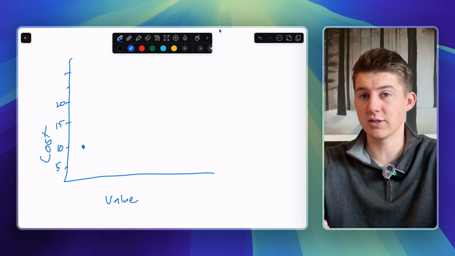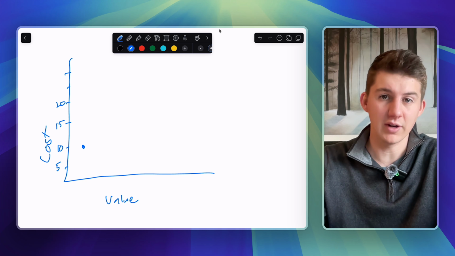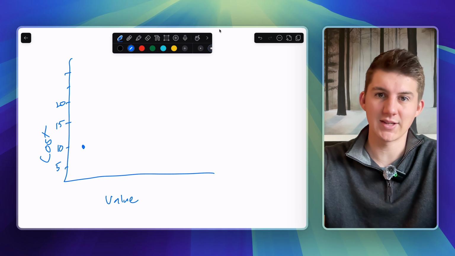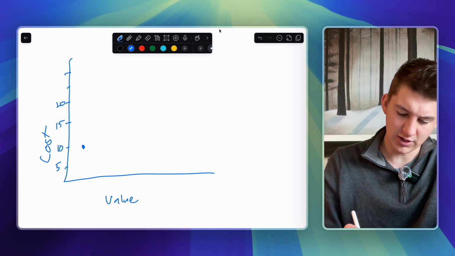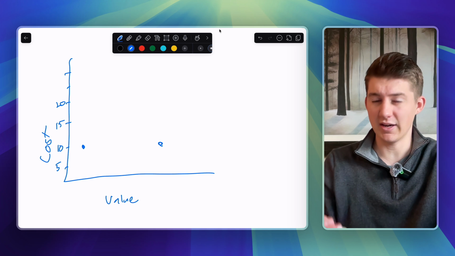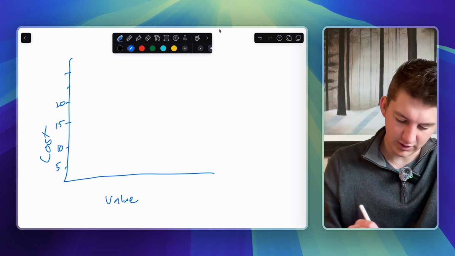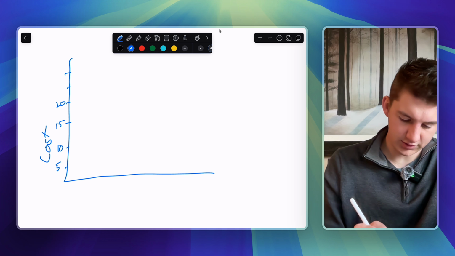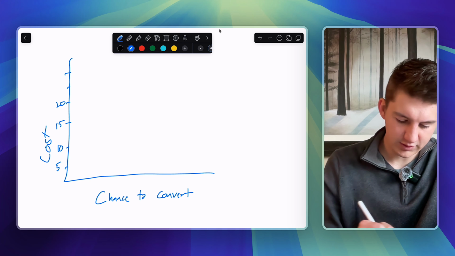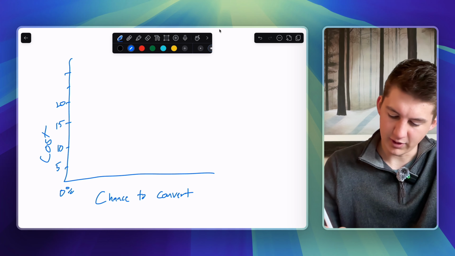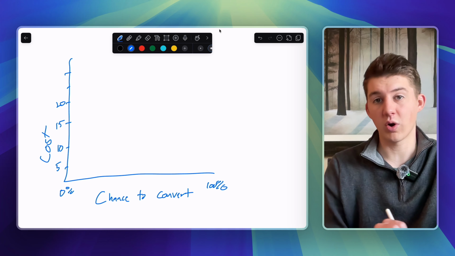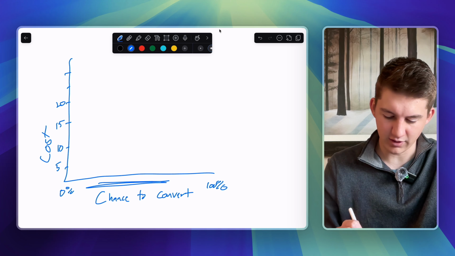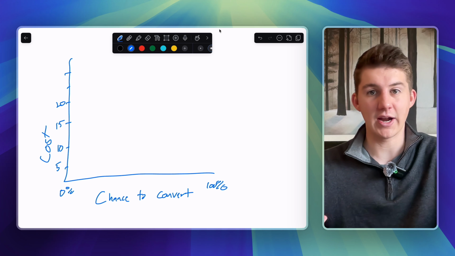Whereas you could also have a $10 click that says painting contractor near me, or who's the best person to paint my siding. Now, if that's also $10, it's much higher on the value. We can quantify this value, and that's what I'm going to do here. I'm going to call this chance to convert. Down here we have a 0% chance, up here we have a 100% chance, and going across this line is the increasing likelihood that they're actually going to convert to a customer.